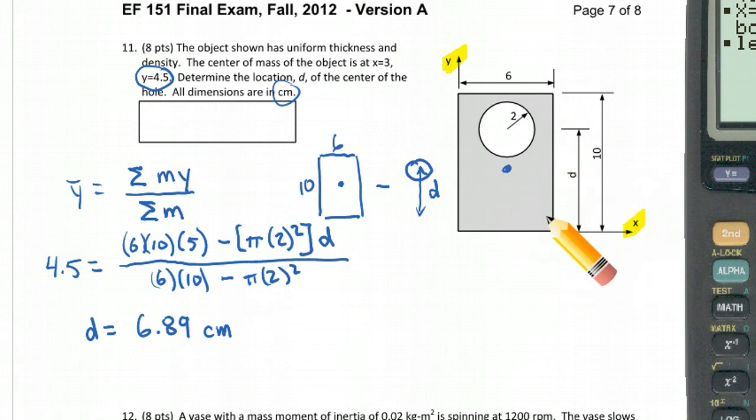And just a quick reality check, we know that if the hole wasn't there, the center of mass would be at 5. We've taken some mass out of the top, so the center of mass of the whole thing is at 4.5, which is slightly below 5. It's because we took the area up above 5 out as far as the hole. So we would expect that value, both as drawn and just thinking through it, to be somewhere in that 6-7 range.